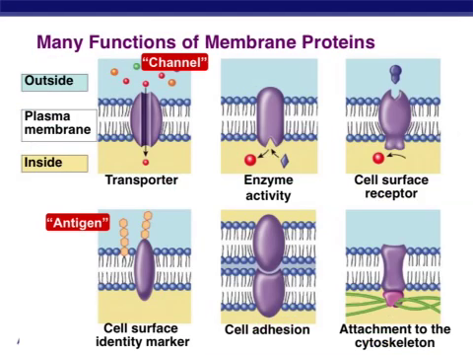So what are the functions of these membrane proteins? We know they exist, but why do we have them? They have 6 major functions. The first one is to act as a transporter, which is what we've been talking about. It's a gateway or a channel or a tunnel to allow things into the cell that can't naturally diffuse through the phospholipids. Another reason is for enzyme activity. Sometimes these proteins themselves are enzymes and they produce a product of some sort. Another reason is to be a cell surface receptor.